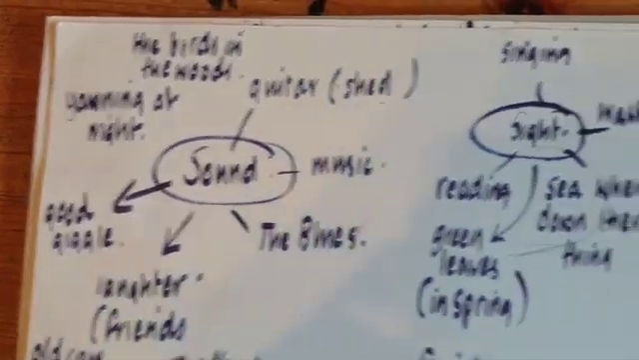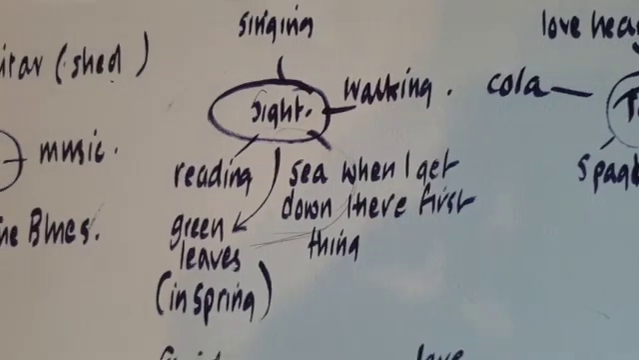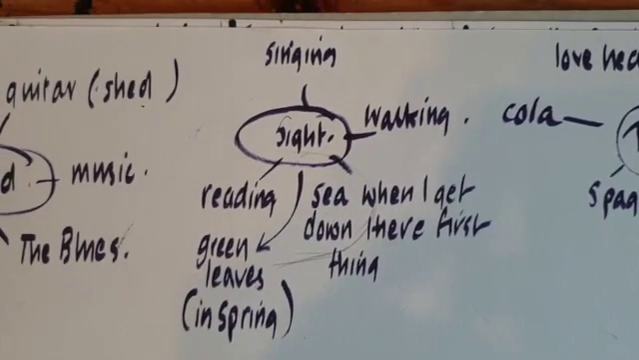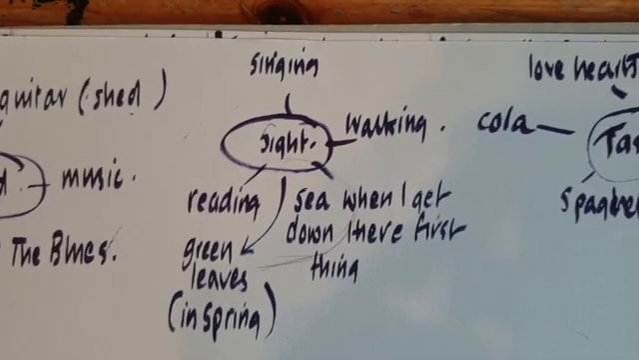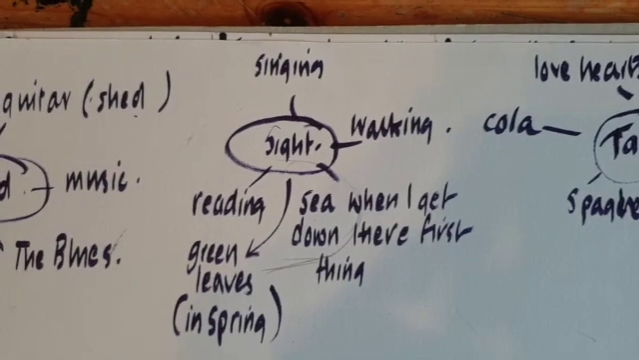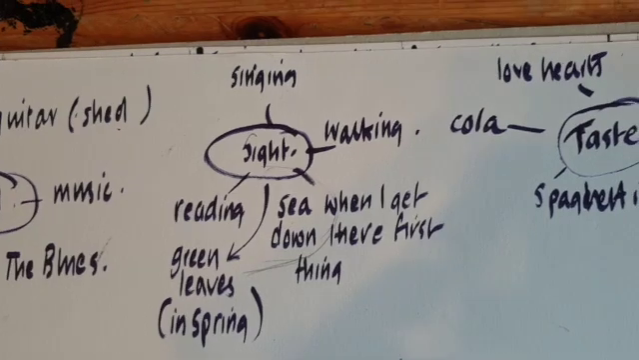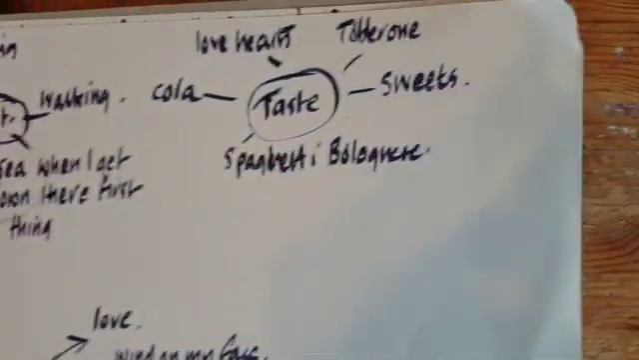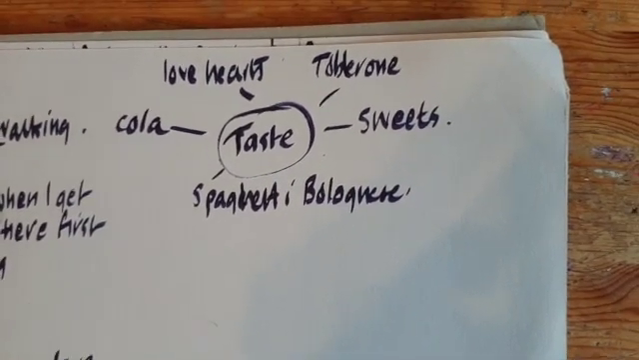And then I go on to the next one, and I think about sights, things I see, sights that I think about that represent me and the things I like, and things like singing, walking, the sea when I get down there, when I go fishing, the first thing I see, reading, when I'm walking in the spring at the beginning of lockdown when we were walking a lot, the woods nearby were all green with leaves, and that was something I think about.